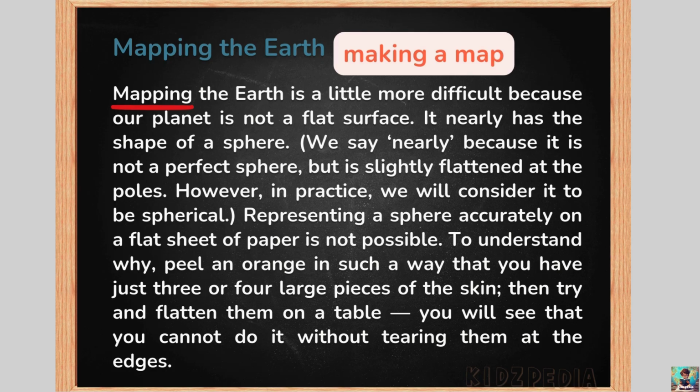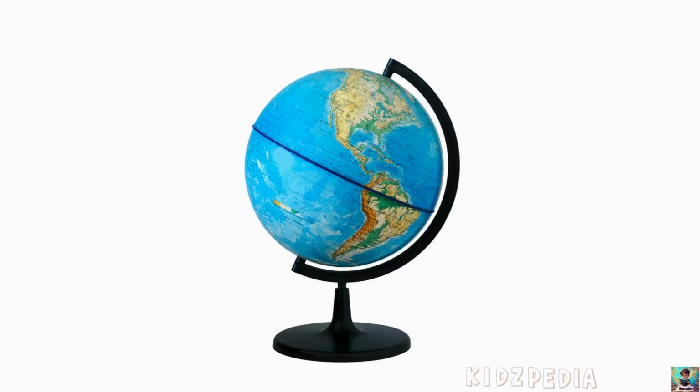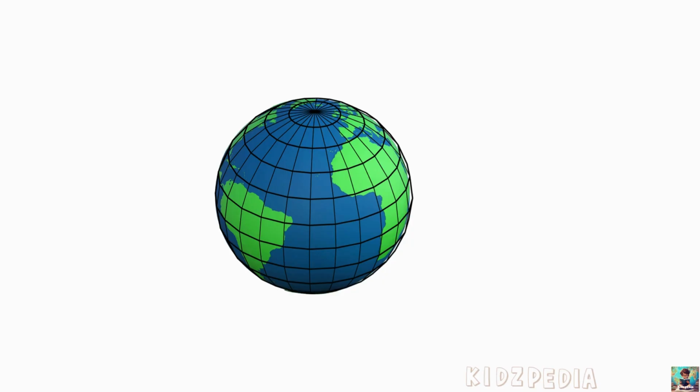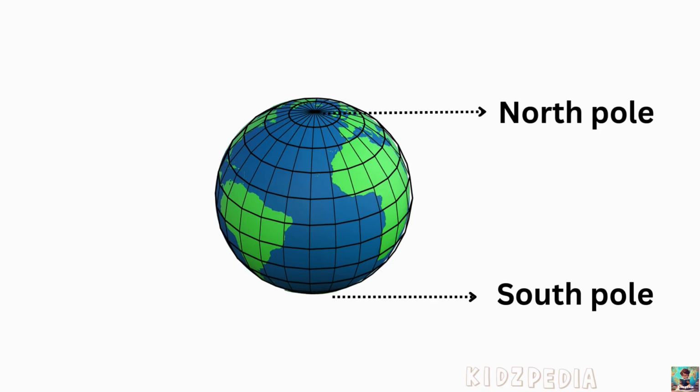Mapping the Earth is not easy because our planet is not flat. It is shaped like a sphere, just like a football or a globe. And Earth is not a perfect sphere. It is a little flat at the top and bottom, called the poles. But to make things simple, we usually say it is a round sphere.